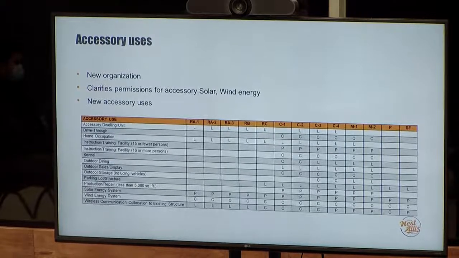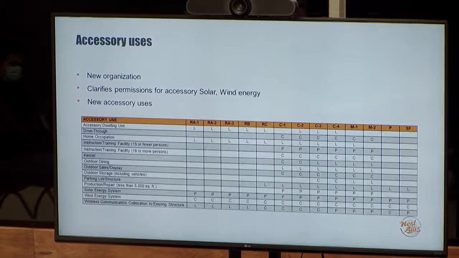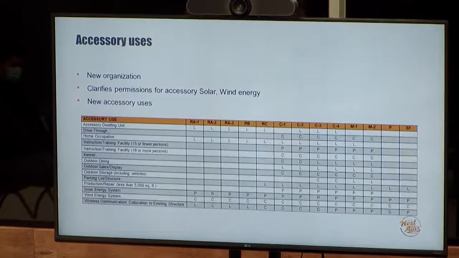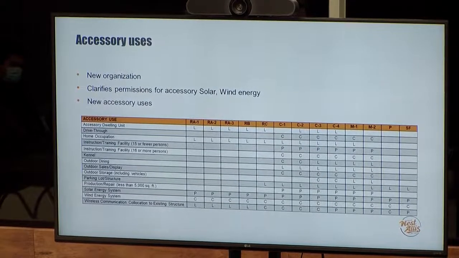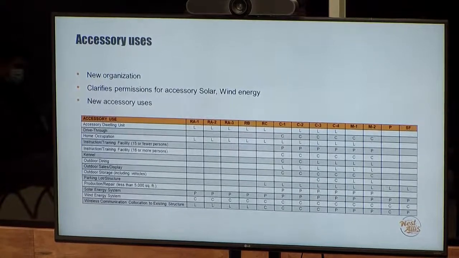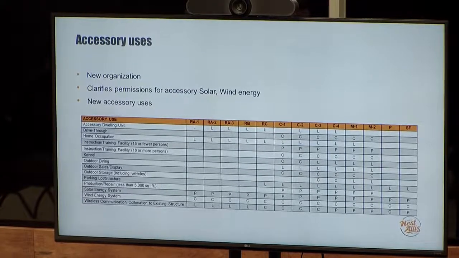So, there are some newer accessory uses, and not to say that we wouldn't allow them now, but we're calling them out specifically here: solar energy systems and wind energy systems are noted up there as newer. We see that becoming more relevant and obviously more prolific in the future. So we just want to call them out in advance within our update here.